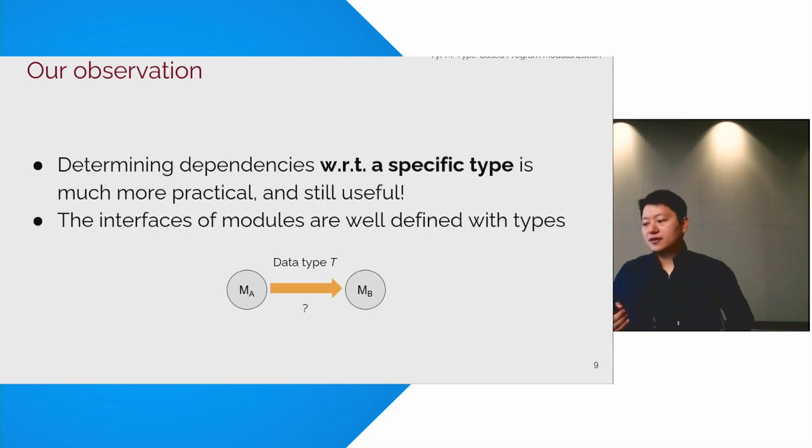This concept was proposed based on an observation. We found that determining dependencies of a specific type is actually much more practical and can still be useful. And the reason is that the interfaces of modules are actually well defined with type information.